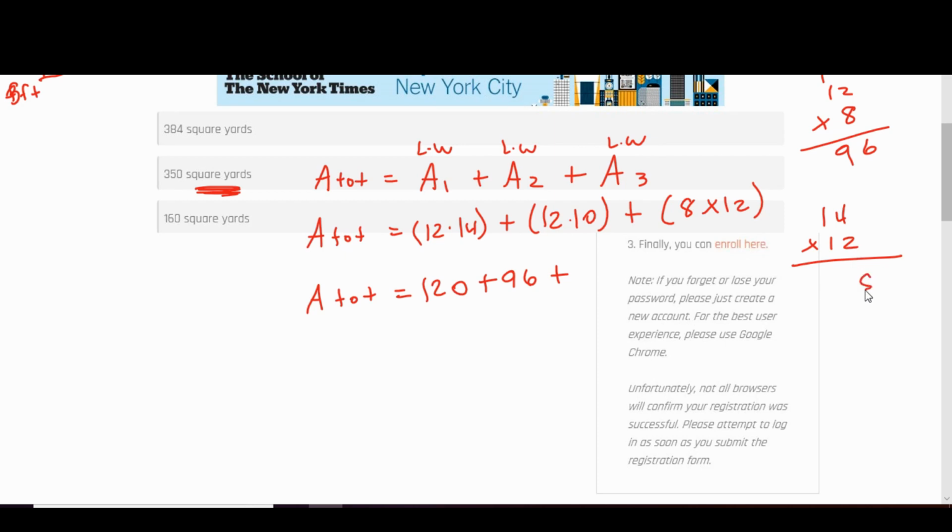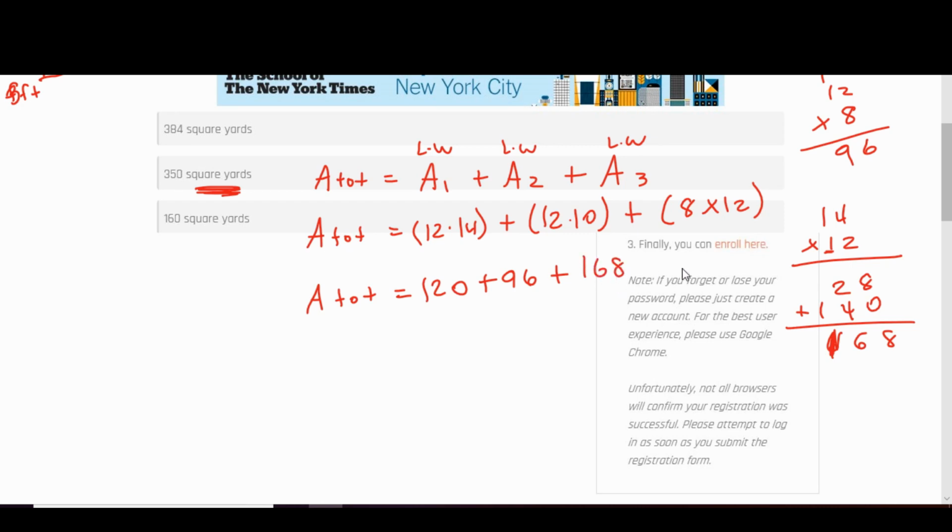4 times 2 is 8. 1 times 2 is 2. Add a 0 since we're starting this number. 1 times 4 is 4. 1 times 1 is 1. Add 0 plus 8 is 8. 2 plus 4 is 6. 1 plus nothing is 1. So this is going to be 168.